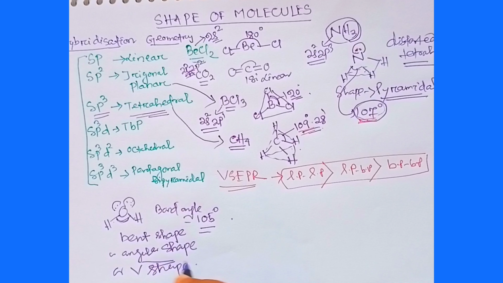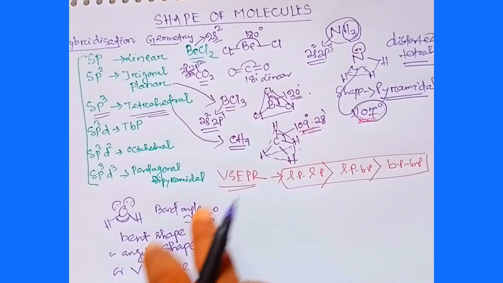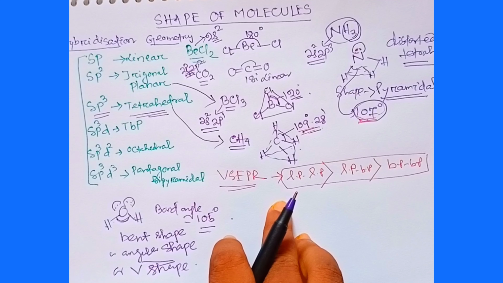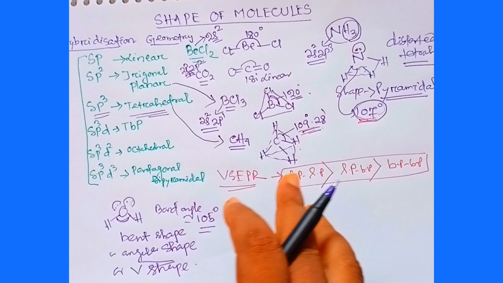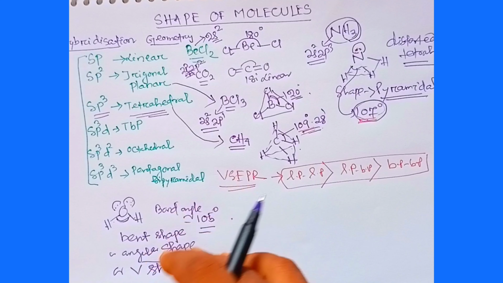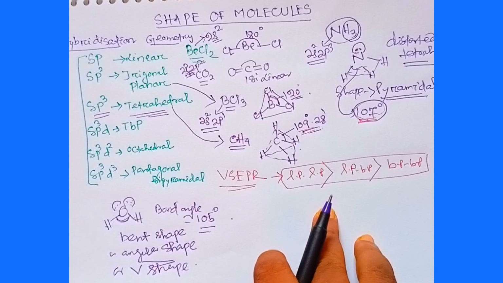So for this lecture that's all, and in the next lecture we will carry forward these discussions to some other molecules, in the case of TBP, octahedral, pentagonal bipyramidal, etc.